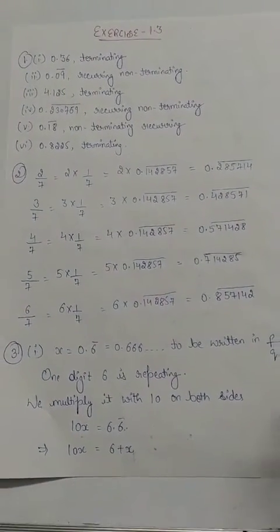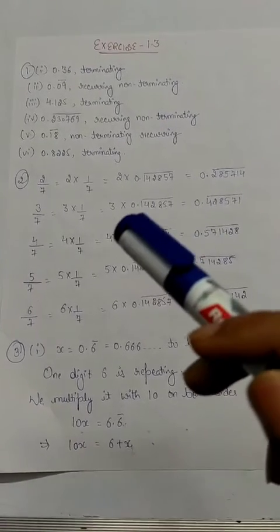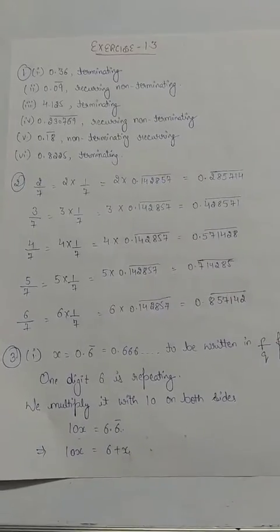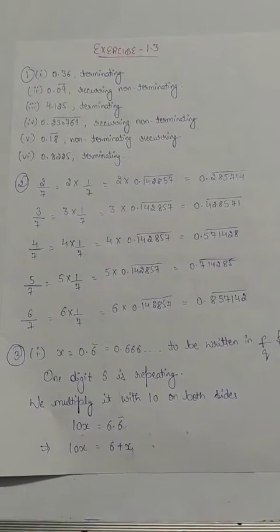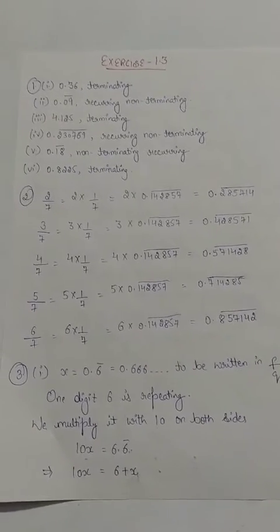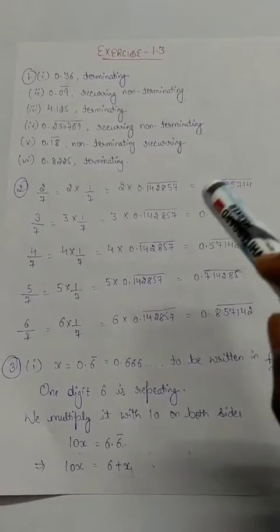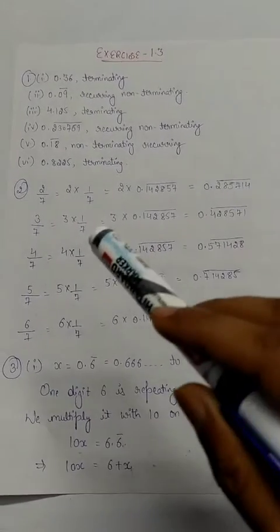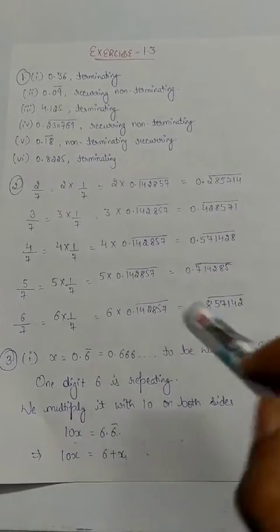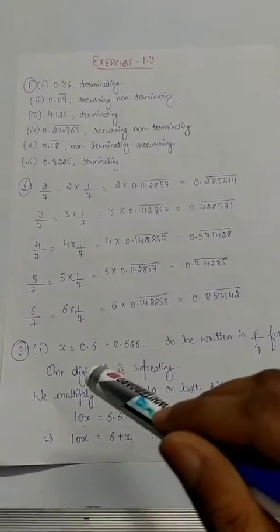Moving to the second sum, 2/7 is to be represented in the form of a non-terminating and reoccurring number. Just split the number, that is 2 into 1/7. The value of 1/7 is given to us. Multiply it by 2. In this, multiply it by 3, 4, 5 and 6. This gives our answers.